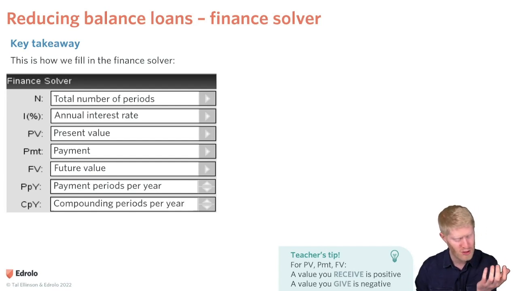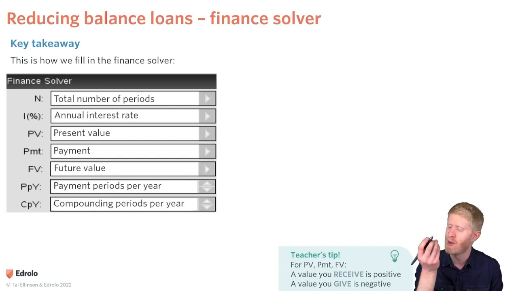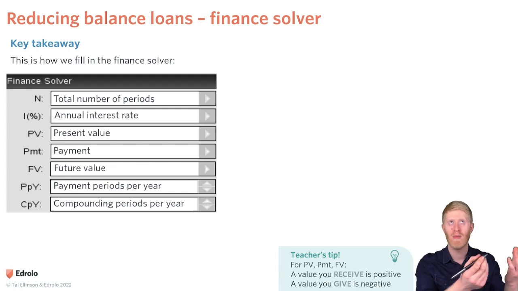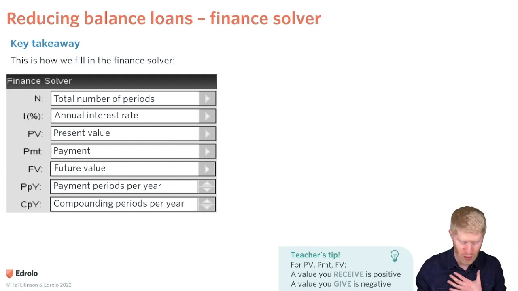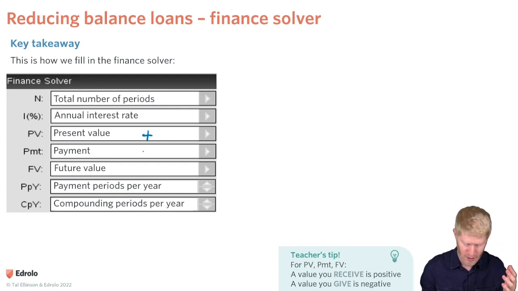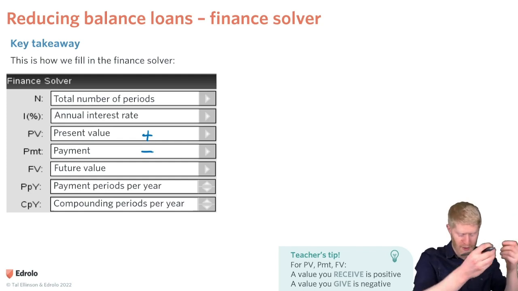Because of our knowledge of reducing balance loans, we can define some parameters we're always going to use in these contexts. So when I take out a loan, I am getting the money. It's coming to me into my bank account. I have a positive present value because it comes to me. When payments happen, who's making them? I am making them. They're coming from me to the bank. So they're negative.